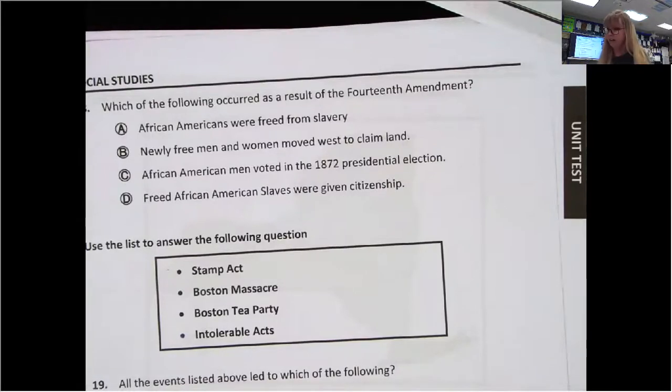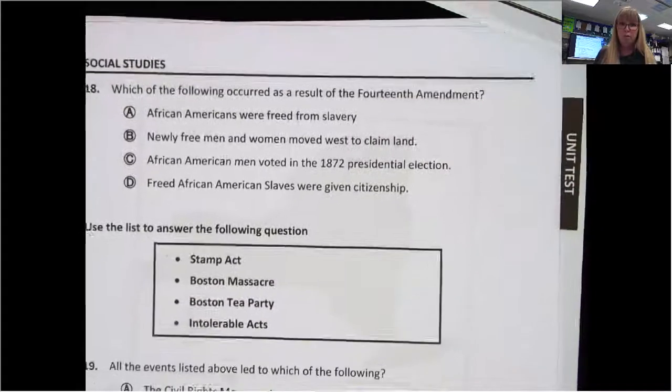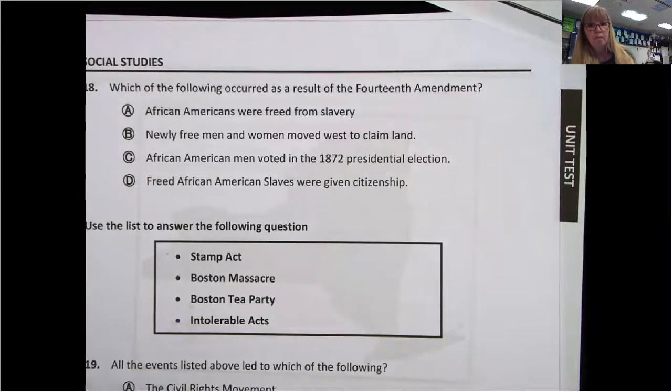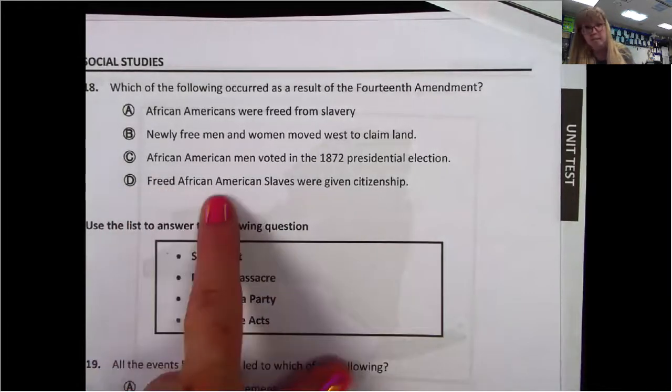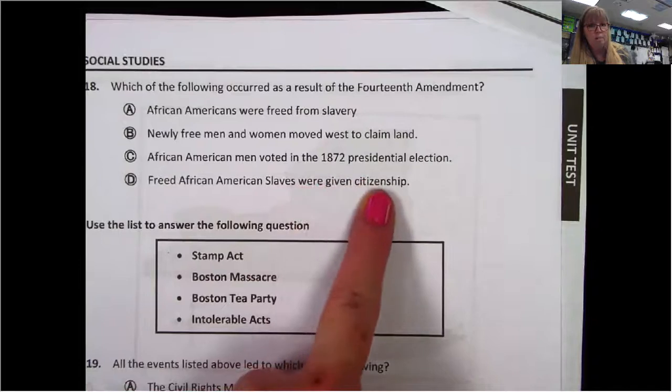We're over halfway there, guys. All right. Number 18. Which of the following occurred as a result of the 14th Amendment? 14th. That's the Citizenship Amendment. So that's D. Freed African American slaves were given citizenship. Okay, so 18 is D.